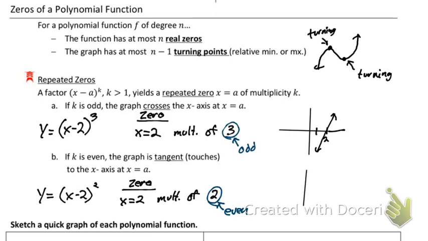So in this case, if I draw my graph, we'd go to 2. And this is going to come down, bounce right off it, and go up. 2 is still a zero. It just bounces off it. It touches it and goes back up, or whatever direction it's going.